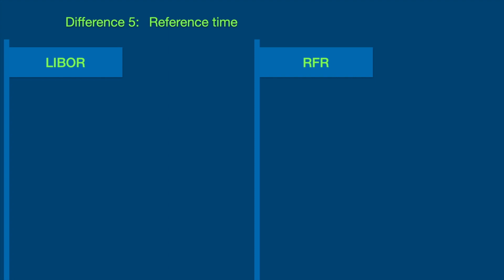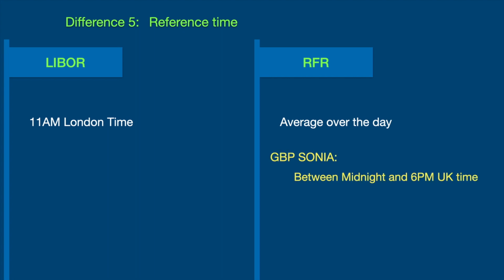LIBOR aims to provide estimate of borrowing cost as at 11 a.m. London time. RFRs, on the other hand, are based on average over the whole day or substantial part of the day anyways. SONIA, for example, is based on transactions executed between midnight and 6 p.m., this 18 hours. SARON is a slightly different story. It uses a combination of actual transactions and quotes and is continually updated every 10 minutes, but the last fixing at 6 p.m. is what makes the SARON RFR.